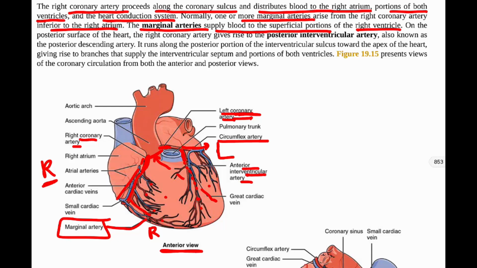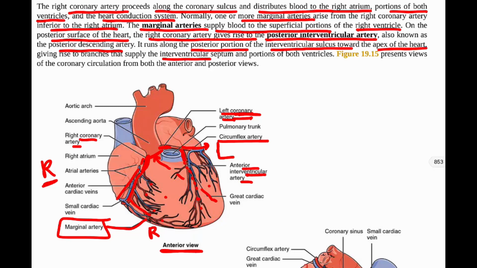On the posterior surface of the heart, so the back side of the heart, the right coronary artery gives rise to the posterior interventricular artery, okay? Also known as the posterior descending artery. It runs along the posterior portion of the interventricular sulcus toward the apex of the heart, giving rise to branches that supply the interventricular septum and portions of both ventricles.